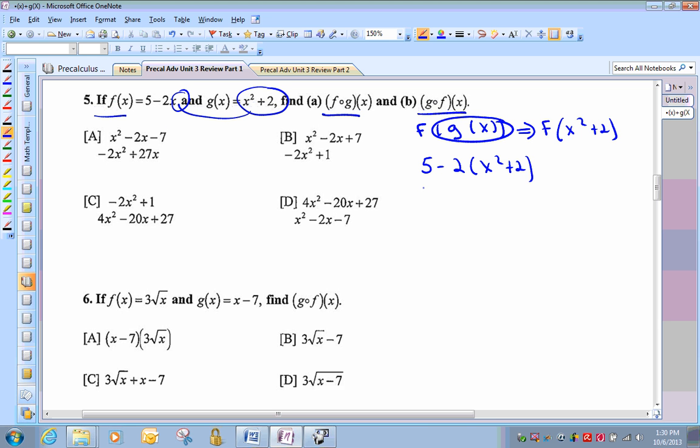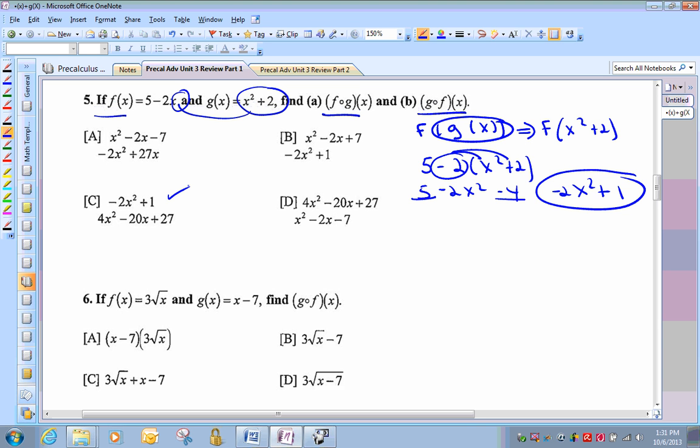So x squared plus 2 has to go in for the x. Maybe that'll help you. All right, so we have 5, and then I'm going to have a negative 2, and I'm going to distribute. So negative 2x squared. Negative 2 times positive 2 is a negative 4. 5 and a negative 4 is 1. So I have negative 2x squared, and I have plus 1. And that is when I do f of g. So let's see if we can find that one. Negative 2x squared plus 1. It looks like this is going to be our answer.